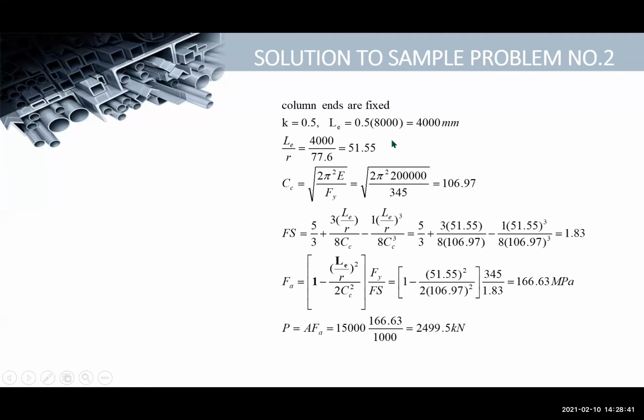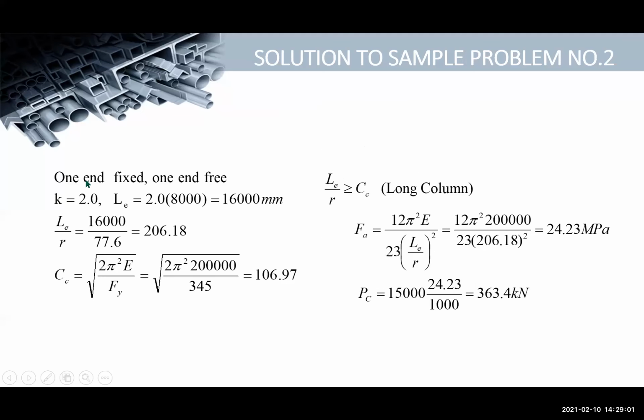77.6. And then CC, para ma-compare natin, again, 51 is less than 106.97. So, this is a short column. Di ba? Short column yung equation na ginamit. And after computing your FA, you can get the value of your P.